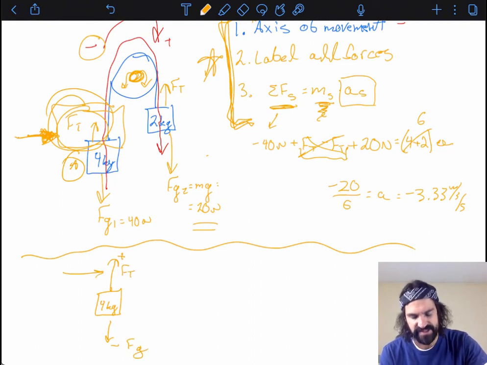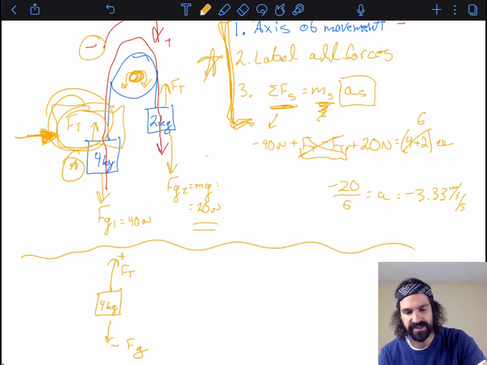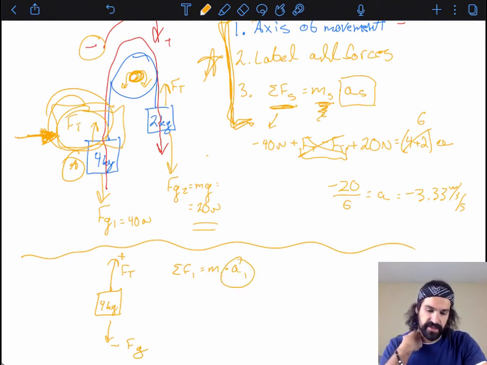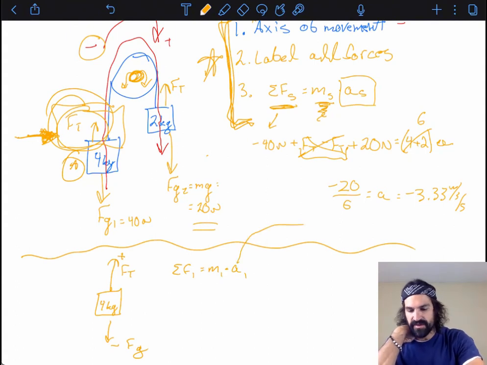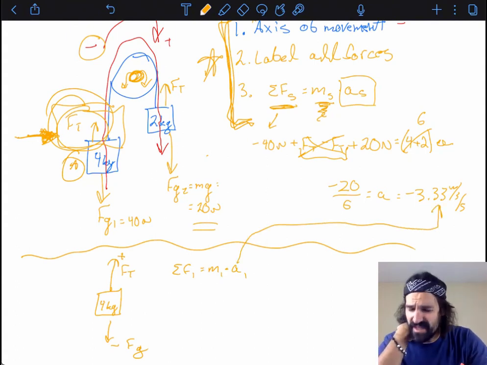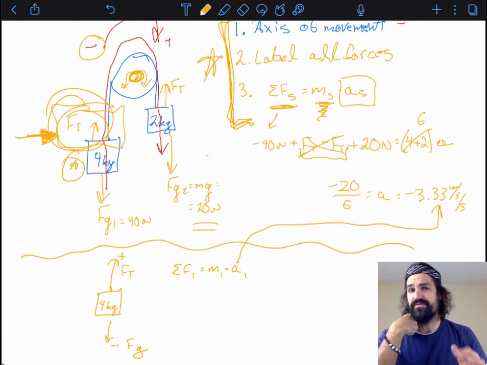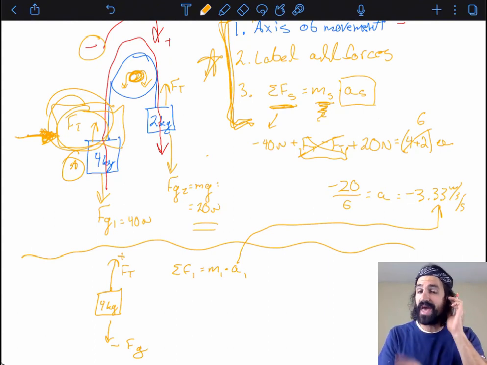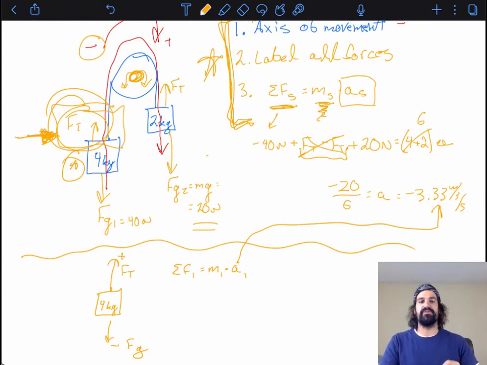If they said, what is the tension? We need to solve for this internal force. That's why we need to look at the individual object and not the system, because in the system, the internal forces cancel out. So if we create a net force equation for object 1, it's going to be the mass of object 1 times the acceleration of object 1. But here's the trick. If they're all accelerating together, the acceleration for object 1 is going to be equal to the acceleration of the system. That's why I say you have to do the system first so that you can get the acceleration and then plug it in for the individual object.